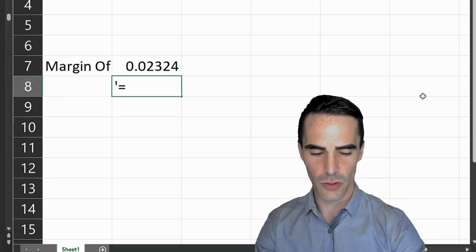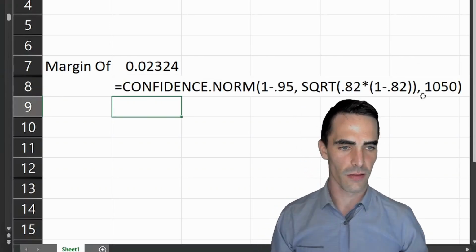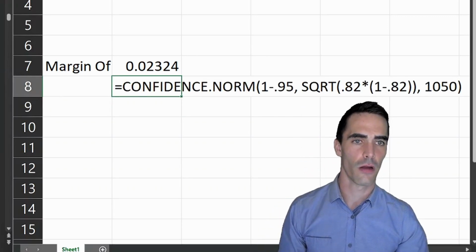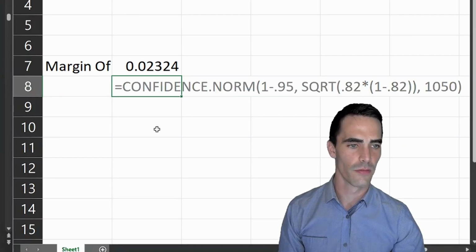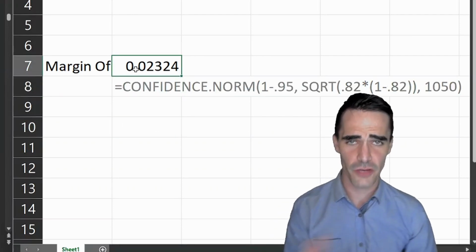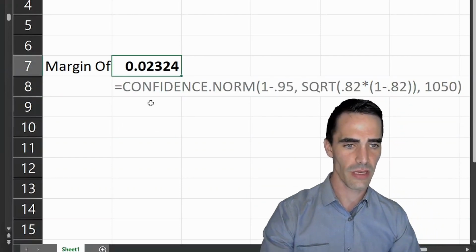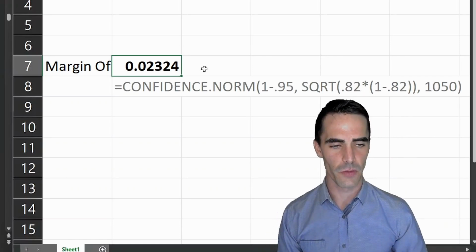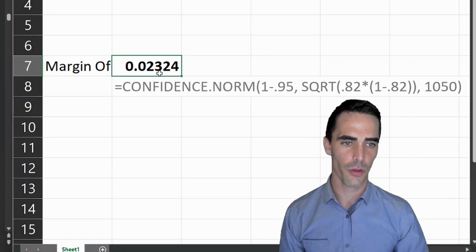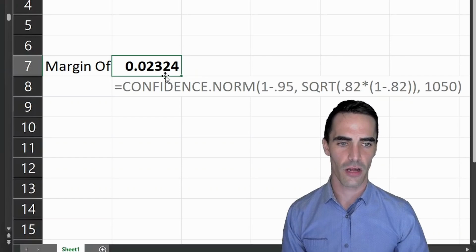Look at this. This is your wiggle room. I'll type it down below for our reference. There we go. So this is the margin of error. This is the wiggle room that we have. Let me bold it a bit more so we can see it. 0.02324. That's our wiggle room.